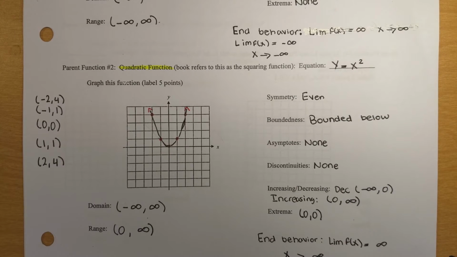It decreases from negative infinity to 0 and increases from 0 to infinity. And the parent function has an absolute minimum at (0, 0). For the end behavior, as x approaches infinity, y approaches infinity, and as x approaches negative infinity, y approaches infinity.